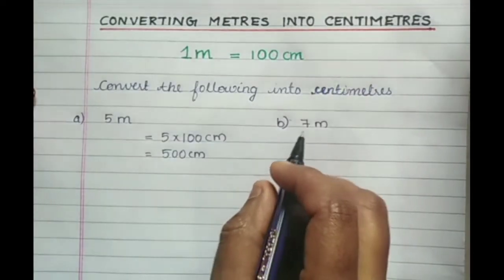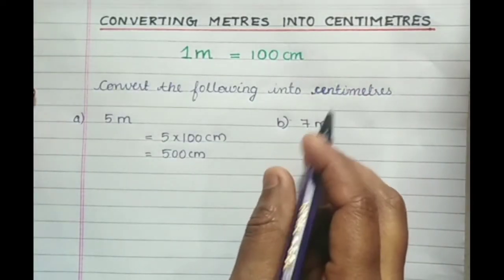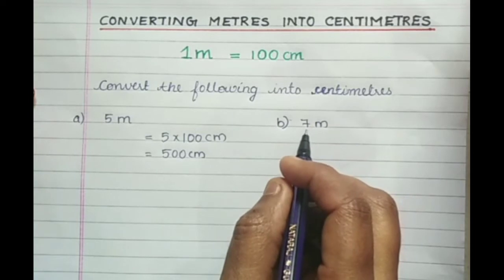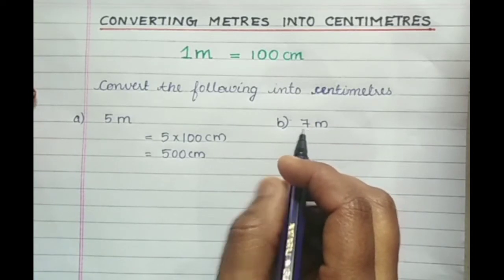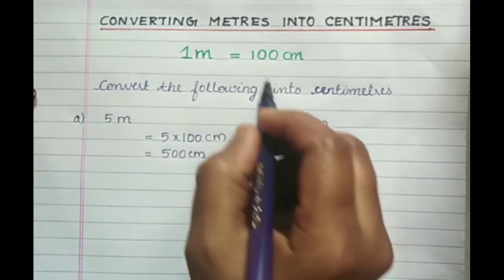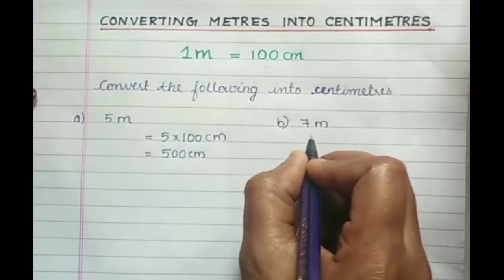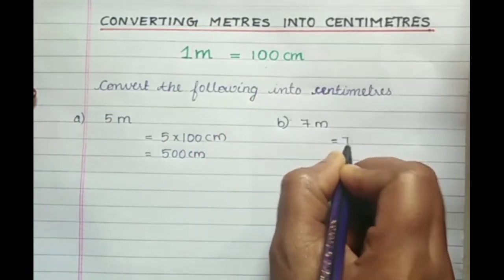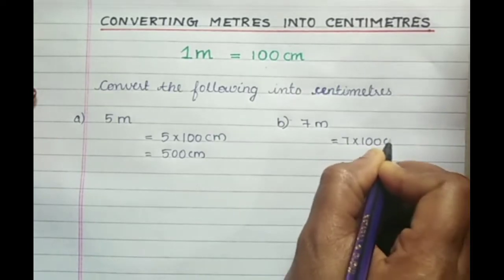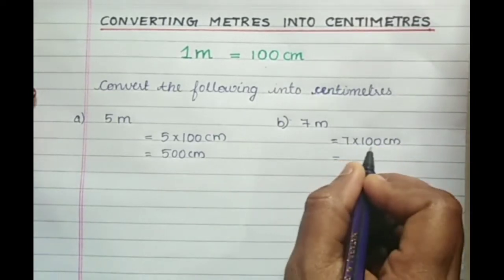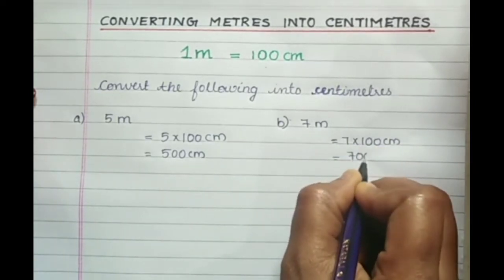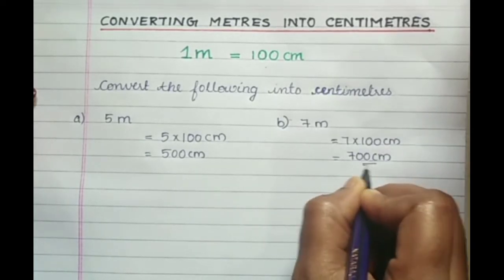Here is our next question. Convert 7 meters into centimeters. To convert 7 meters into centimeters, we should multiply the number 7 with 100. So we can multiply 7 into 100 centimeters. We know that 7 into 100, the answer is yes, 700 centimeters.